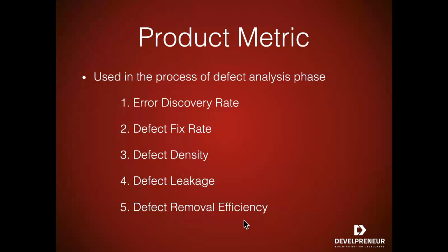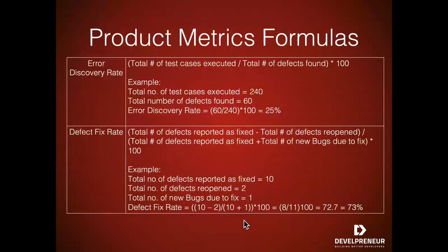Defect leakage is used to review the efficiency of testing process before the UAT. Defect removal efficiency allows to compare the overall defect removal efficiency, and these are the defects found pre and post delivery. So let's go look at those formulas.